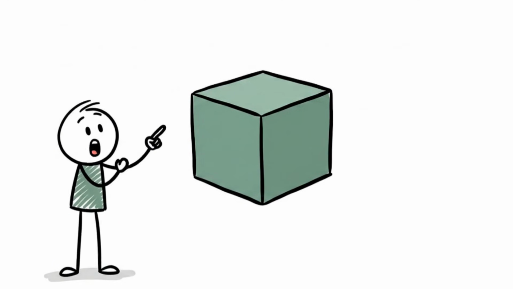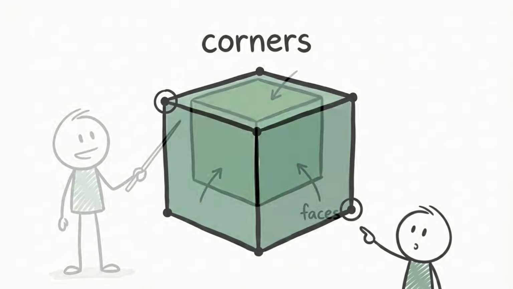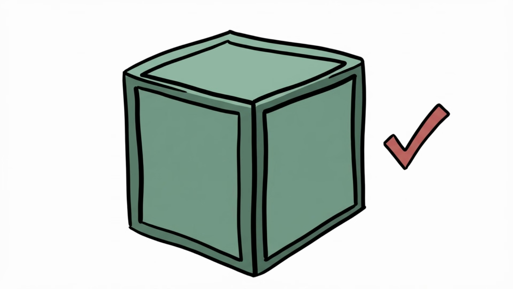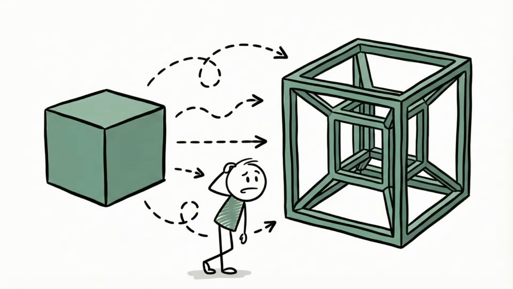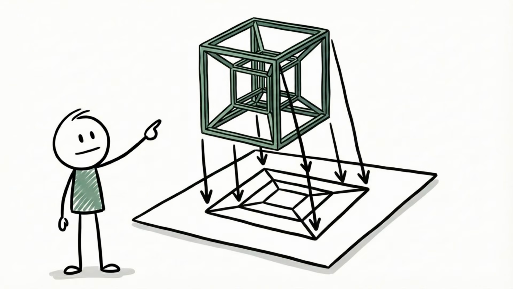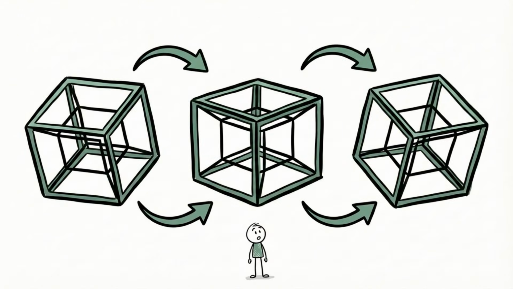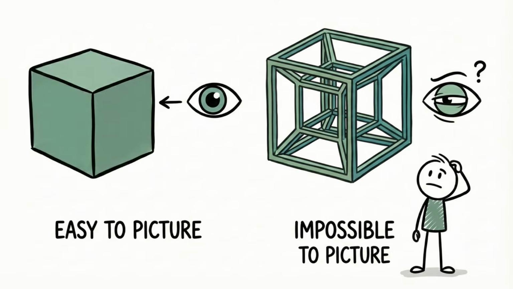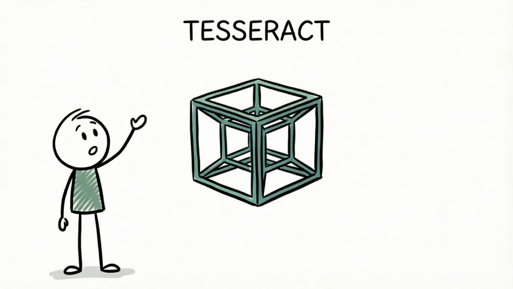You've seen a cube. You know what it looks like. 6 faces, 8 corners, 12 edges. Simple. Now imagine the 4D version of a cube, a shape so strange that you can describe it with math, project it into lower dimensions, even animate its shadow, but you can never directly picture it the way you picture a normal object. That shape is called a tesseract, and today we're going to get as close as humanly possible to understanding what 4D actually looks like.